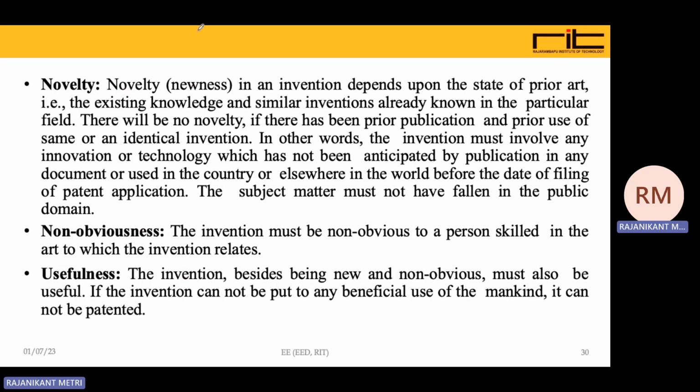We'll see one by one. Novelty. So what is novelty? Novelty means newness, something new you have created, either a product or a process.